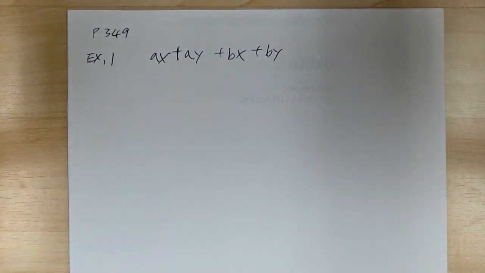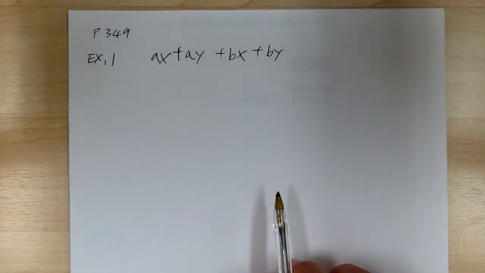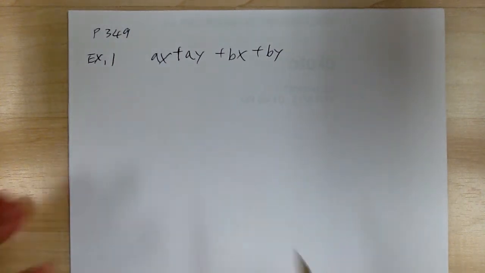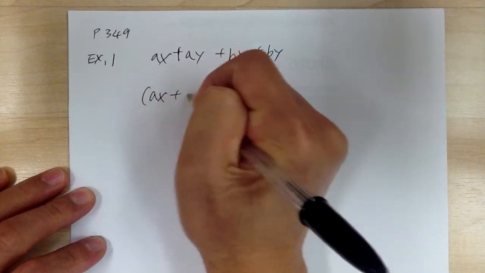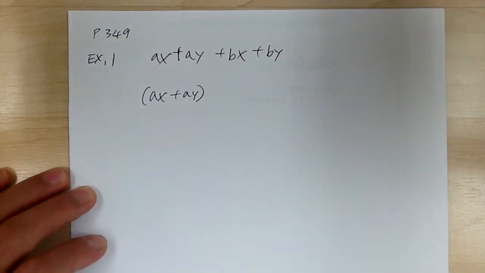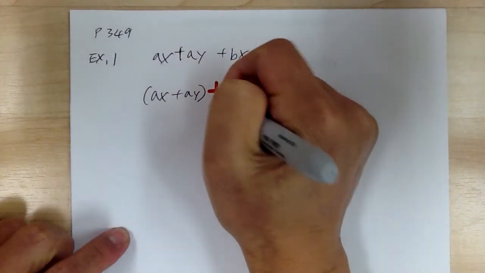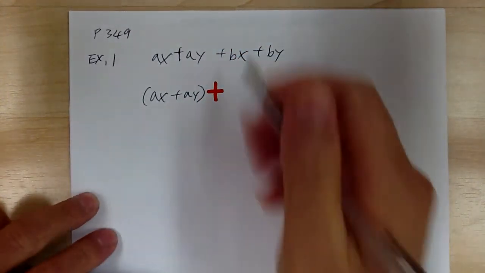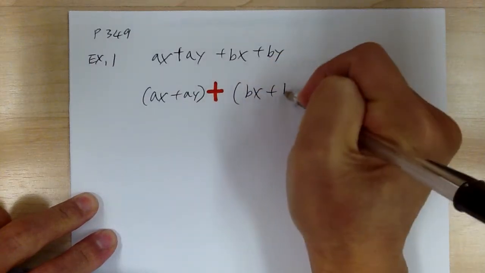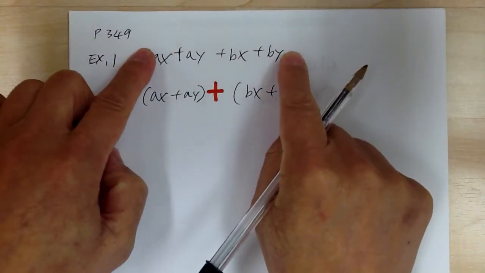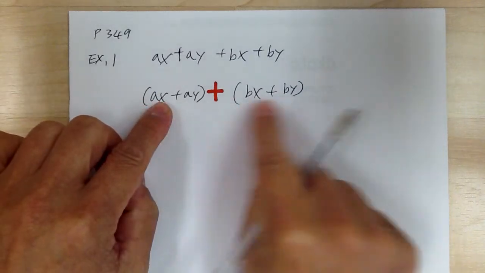The concept behind grouping is you have a very complicated problem and you separate it into 2 smaller problems. So you have one big problem, you make it into 2 smaller problems, so it's easier to do. When you're doing the grouping, you group the first 2 as a group, and then you group the second 2 as a group. And you always put a plus between the groups. So again, you have one complicated problem, you make it into 2 easier problems.